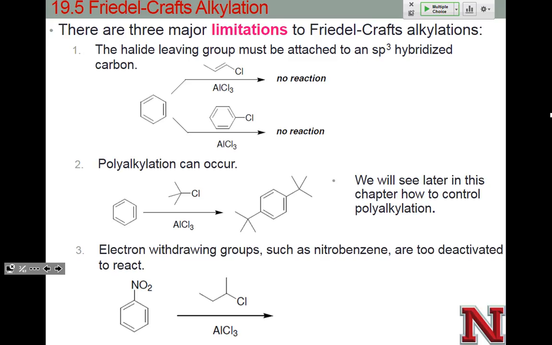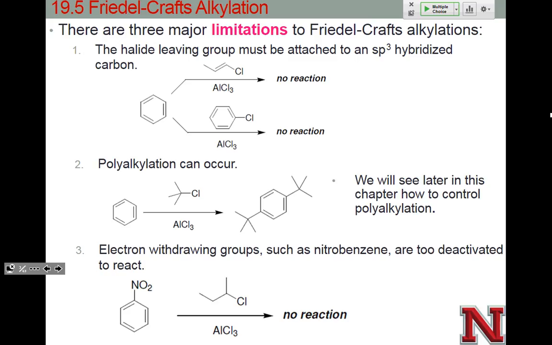The main limitation that we need to talk about is electron withdrawing groups, with the exception of halogens. Halogens, this reaction can still occur. It's not electron withdrawing enough. But moderate and strong electron withdrawing groups will keep this reaction from occurring. And no reaction is going to occur if something like a nitro group is already on the ring. And that's going to be really important when we are looking at synthesis. So no reaction will happen.